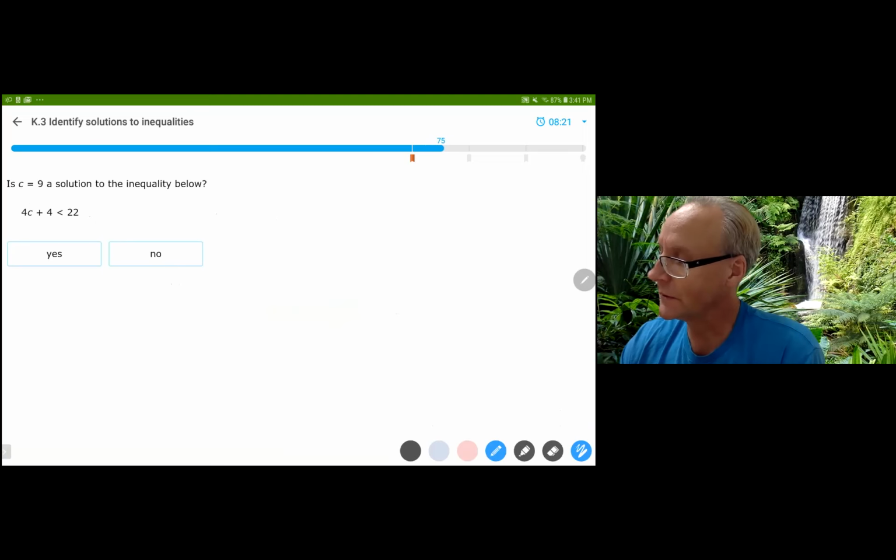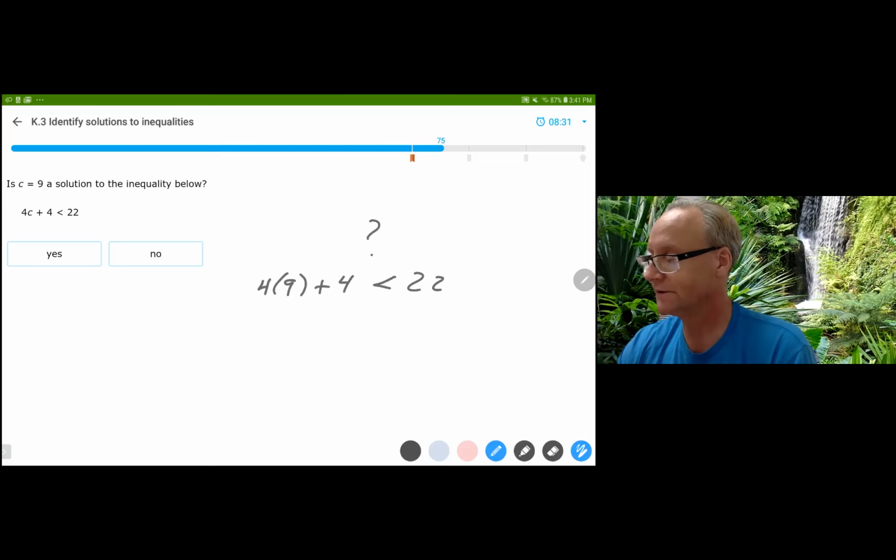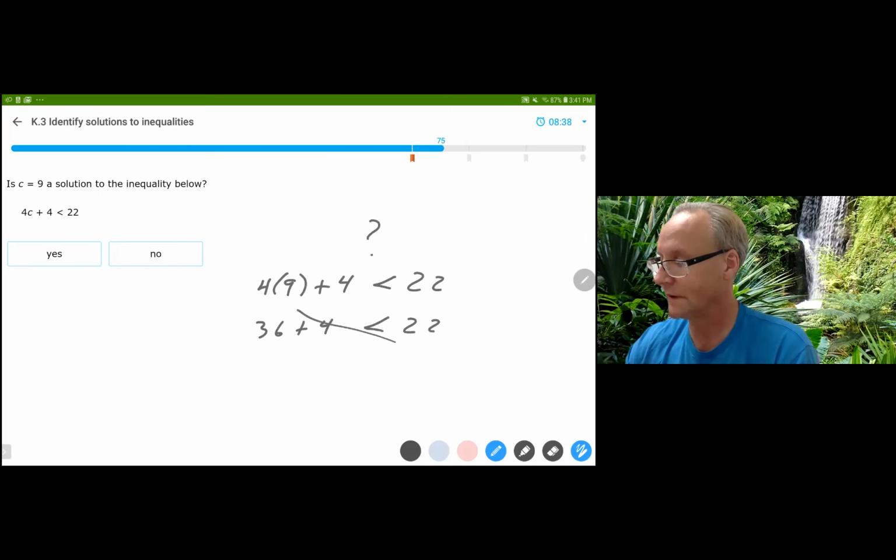The next one, let's substitute it in. 4 times 9 plus 4 is less than 22. This is the question. Is this true, yes or no? 36 plus 4 is less than 22. It certainly is not. So this is a big no.